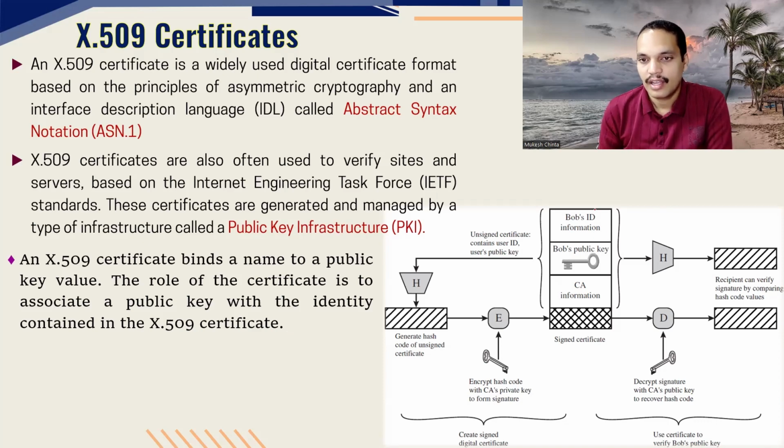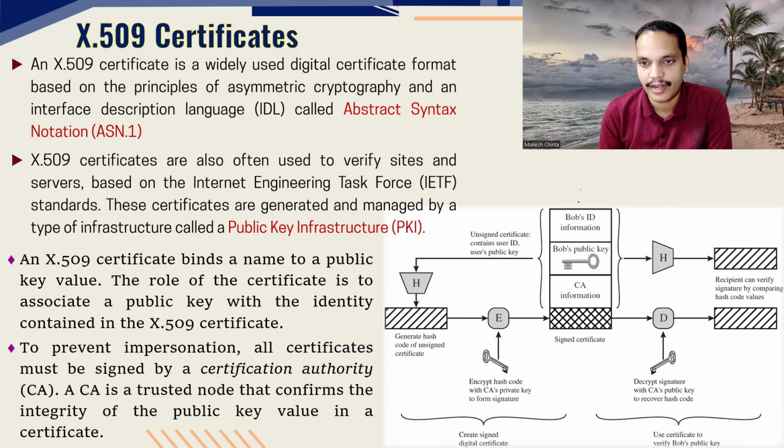To understand, this is how a certificate usually looks. Let us say that Bob wants to apply for a certificate. He will send his ID information and his public key information to a trusted third party called the certificate authority. Now, what does the certificate authority do? It will verify the identity. It will see whether the public key is associated with Bob or not.